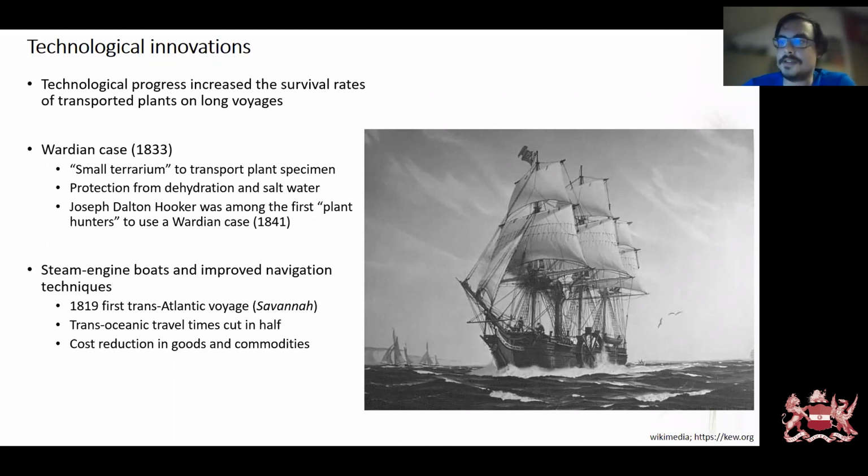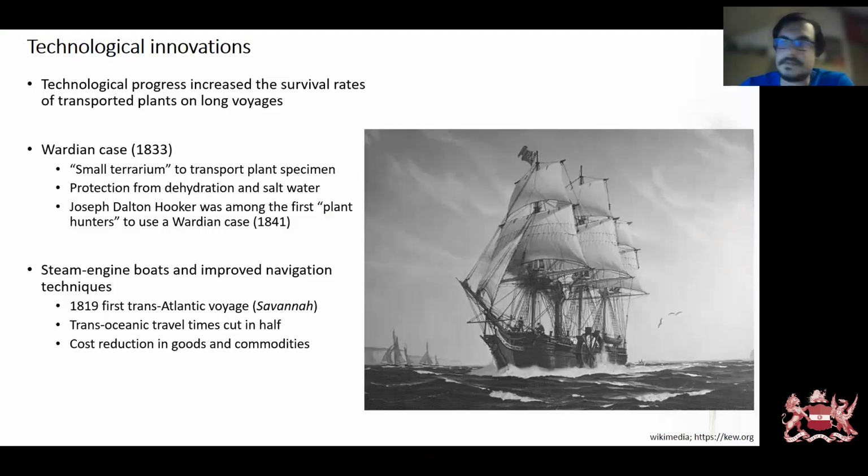And a fun anecdote of the Savannah, which made the first transoceanic travel, was that the operators had so little confidence in the ship that they sent it on its voyage with minimum crew and no cargo, because they were not very convinced that it would make this voyage. We all know that it did, and that steam engine boats revolutionized these travels. Transoceanic travel times were roughly cut in half, resulting in a reduction of costs in goods and commodities and increasing survival rates of plants and plant specimens on these voyages.